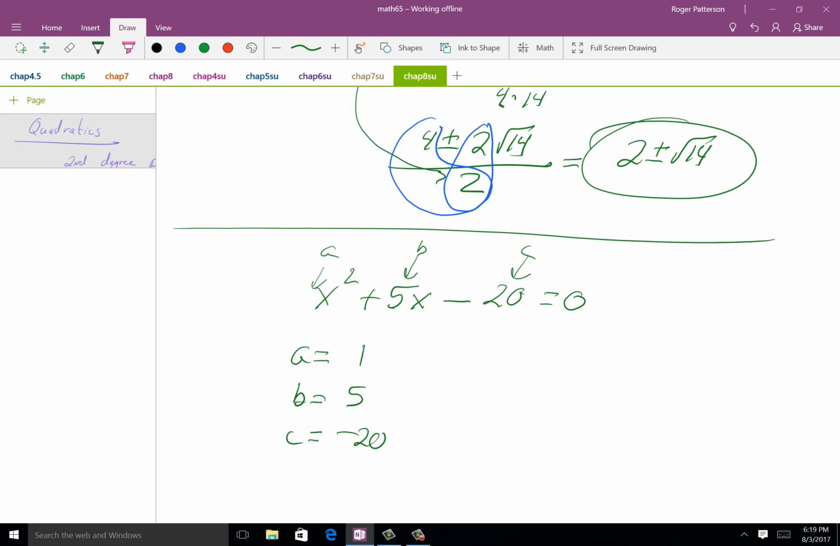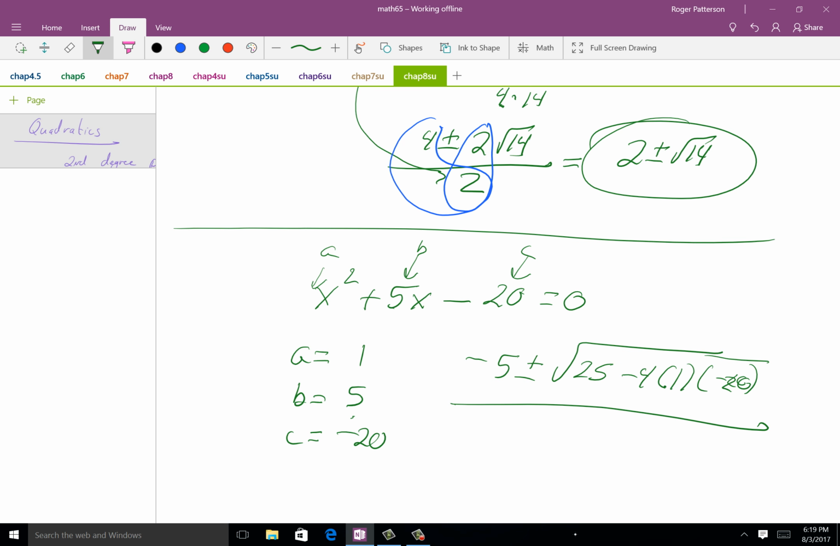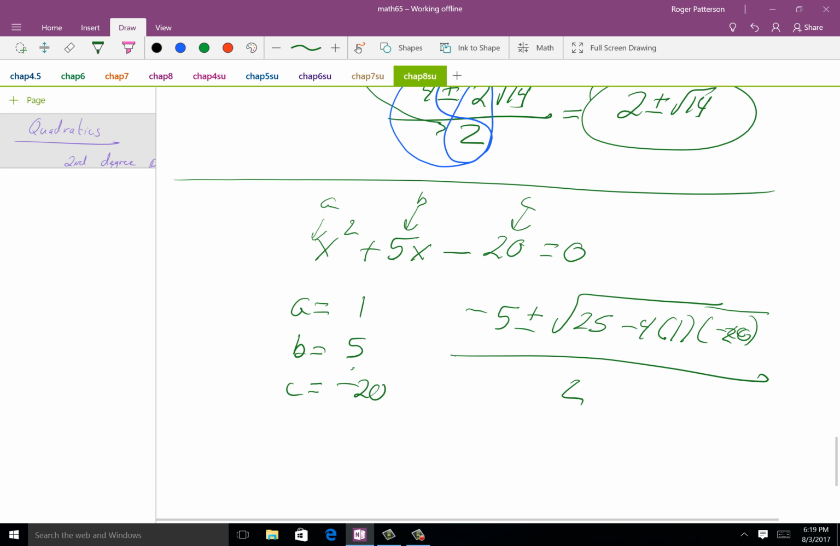Okay, so we're ready to go ahead. I'm going to work this out by hand. So I'm going to take the opposite of B, so that's -5 plus or minus the square root of B squared. I'm going to square that in my head. Two times A, I'm just going to put 2 there. I can do that in my head also. And now I'm just going to continue to work this out. 4 times 1 times 20.